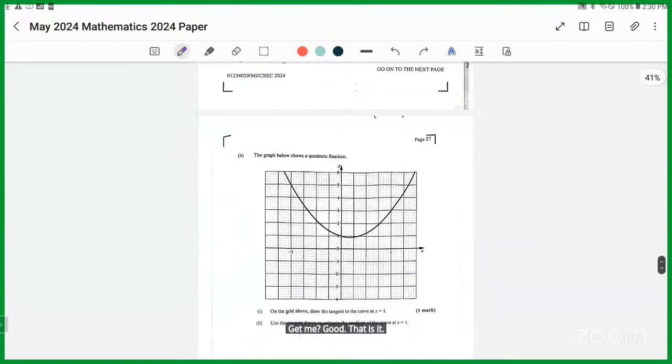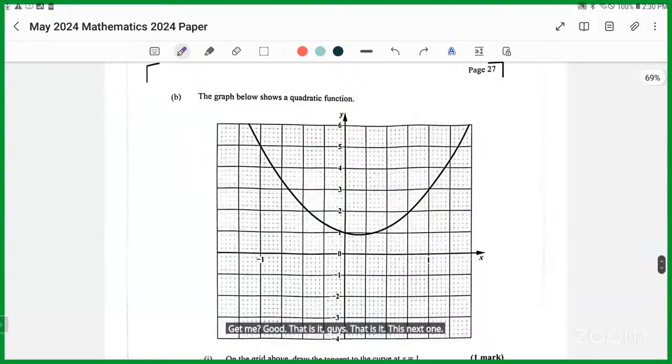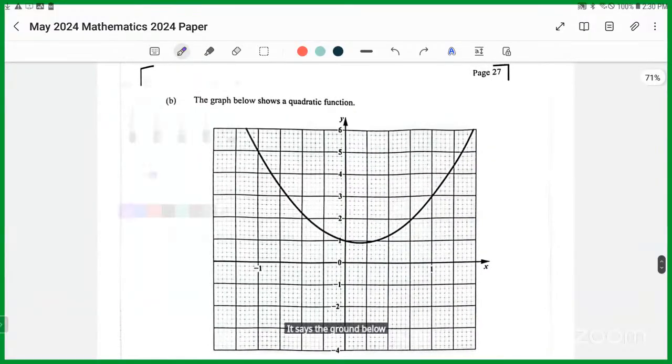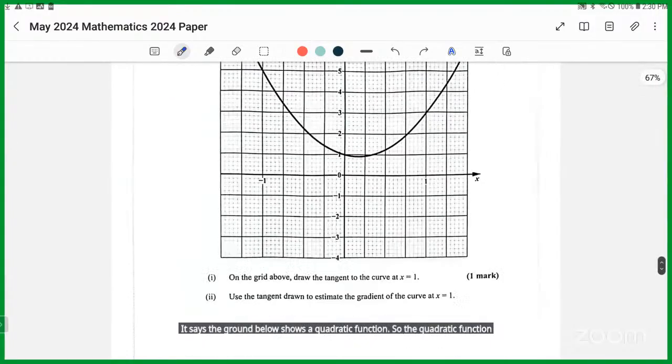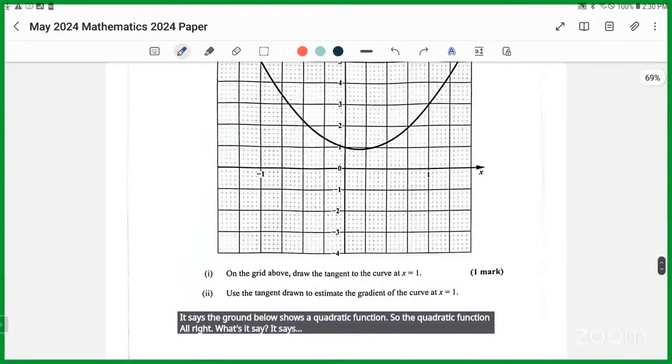That is it, guys. This next one says the graph below shows a quadratic function. This is a quadratic function. What it says is, on the grid above, draw the tangent to the curve at x equals 1. Here is x equals 1.